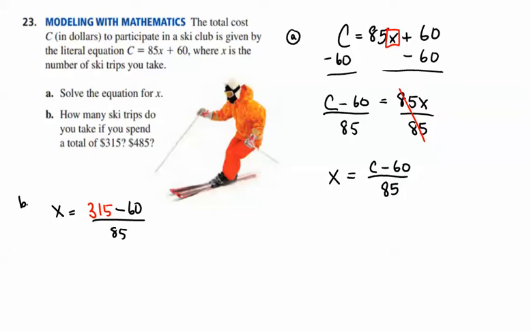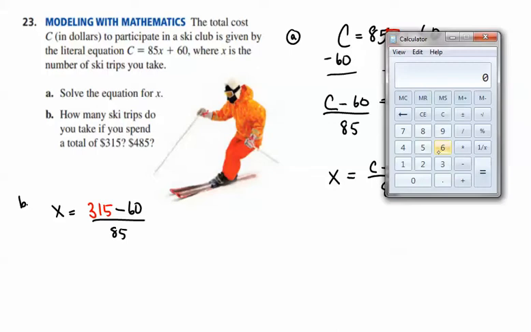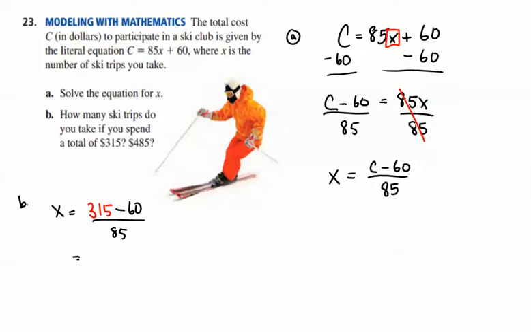Then I'm going to get my calculator ready, and I'm simply going to calculate 315 minus 60, which is equal to 255, and then 255 divided by 85 is 3. So in that case, I would say that I'm taking 3 trips.